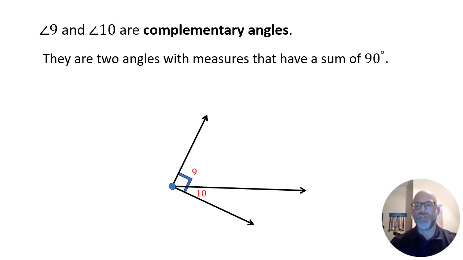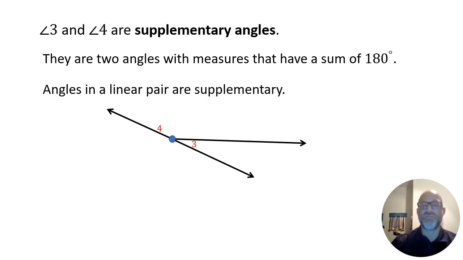A couple more definitions. Angles 9 and 10 are complementary angles because they have an angle sum of 90 degrees. Angle 9 plus angle 10 equals 90 degrees. Angles 3 and 4 are supplementary angles, meaning the sum of their measures is 180 degrees. The measure of angle 4 plus the measure of angle 3 equals 180 degrees.